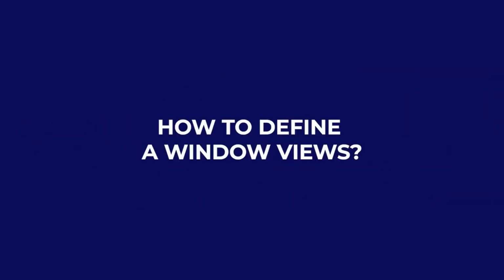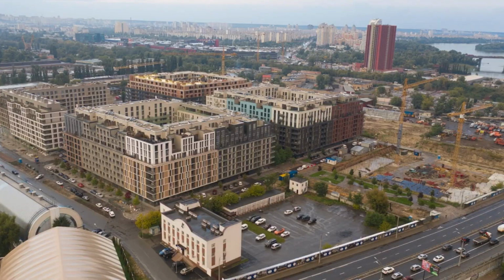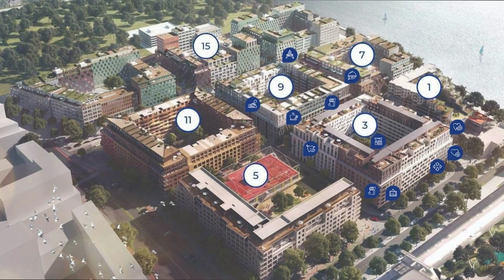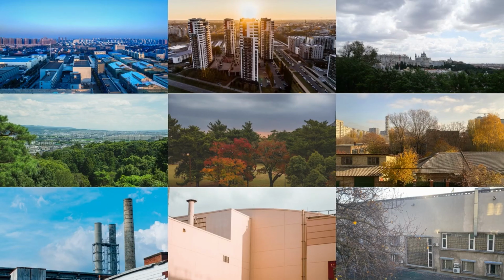How to define window views? Use the floor plans, Google Maps, a 3D plan, or the general housing layout. To facilitate the task, we recommend creating a grid table for the building and including in it all the units and floors. The view characteristics are grouped for various apartments by the window view similarity.